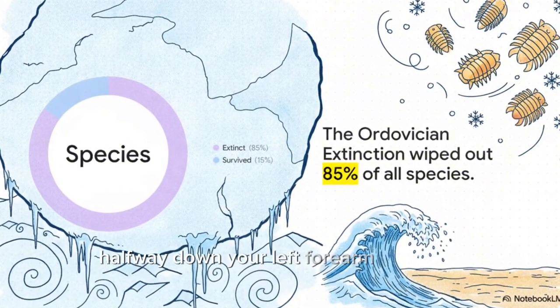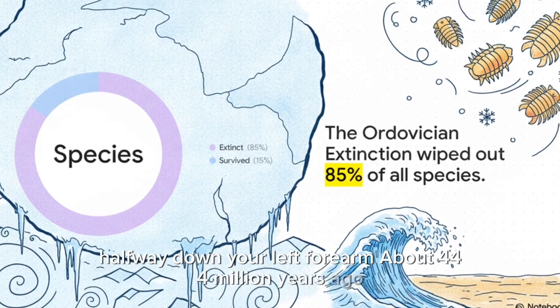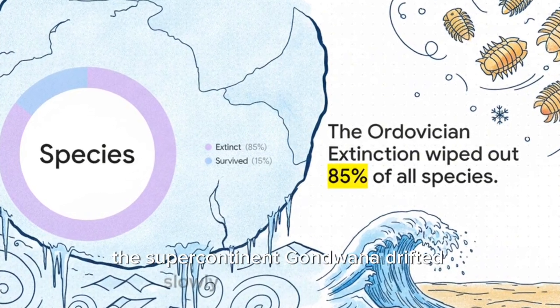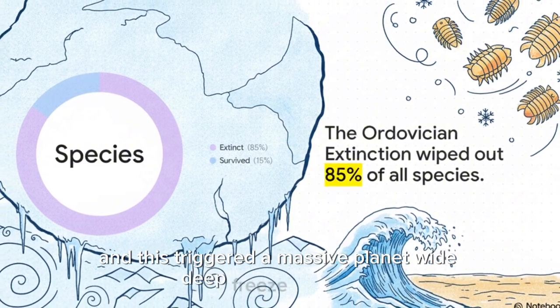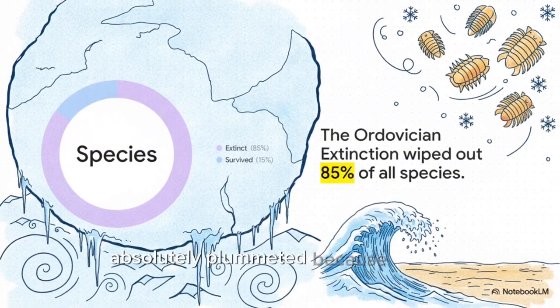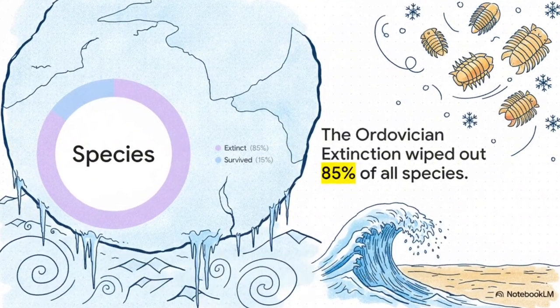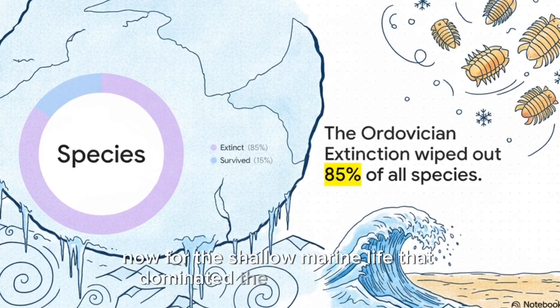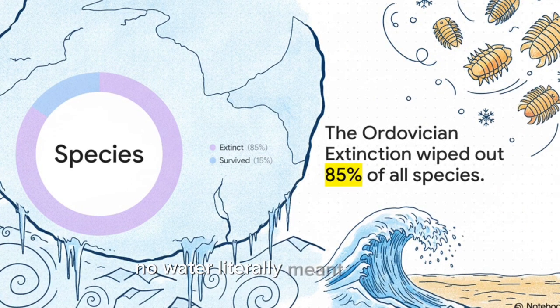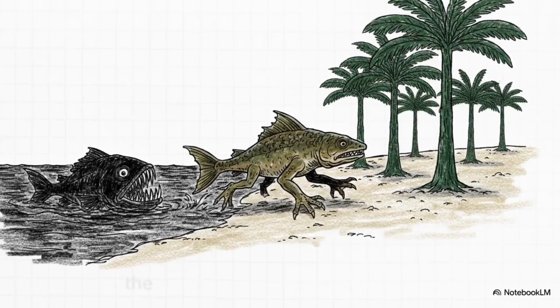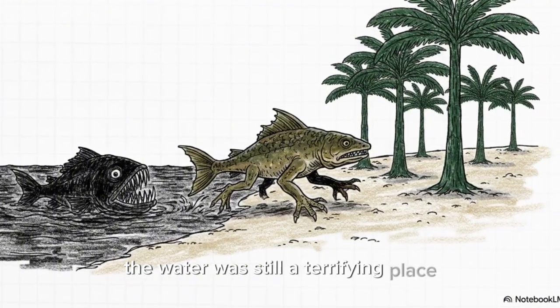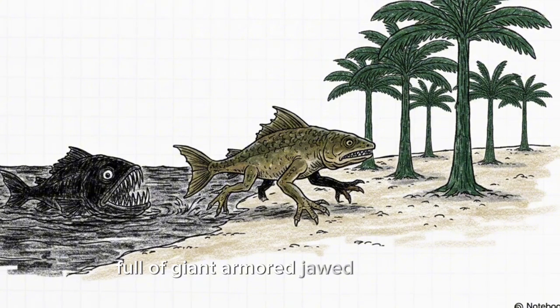Halfway down your left forearm, about 444 million years ago, the supercontinent Gondwana drifted slowly over the South Pole. And this triggered a massive, planet-wide deep freeze. Sea levels absolutely plummeted because all the water was locked up in glaciers. Now, for the shallow marine life that dominated the world at the time, no water literally meant no home. The resulting Ordovician extinction wiped out an astonishing 85% of all species on Earth. So for the 15% that survived, the water was still a terrifying place, full of giant, armored, jawed predators.